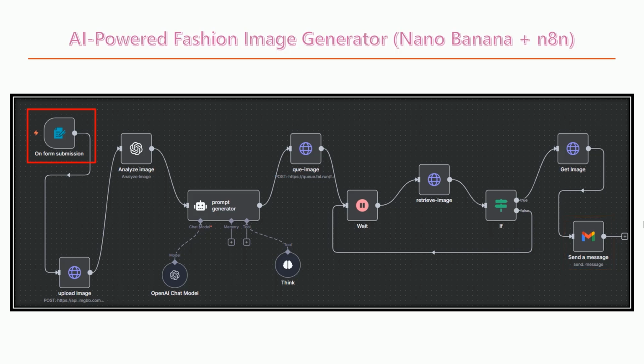So in short, user uploads dress image plus prompt. Image is analyzed, prompt is refined, sent to Nano Banana for generation, resulting model photo retrieved and delivered to user via email. So this is a quick overview of this project.